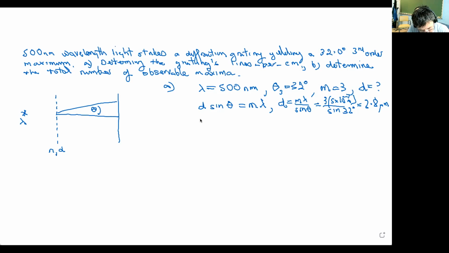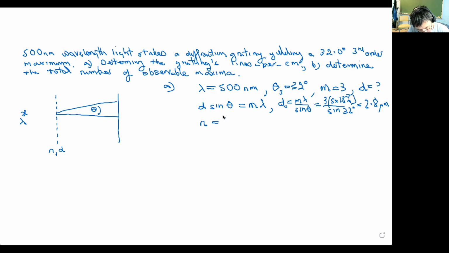Now, actually, the question asks for a related quantity, the number of lines per centimeter. I call that number of lines N. And if we want to find that, all we got to do is actually divide 1 centimeter by the distance between a pair of individual lines.